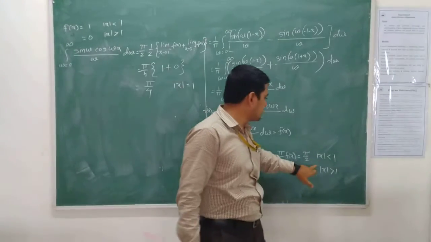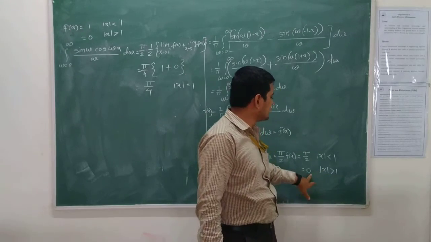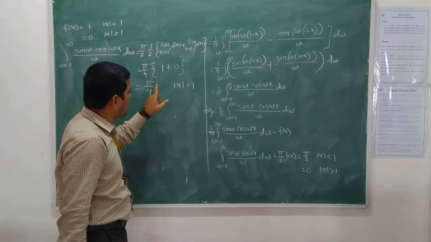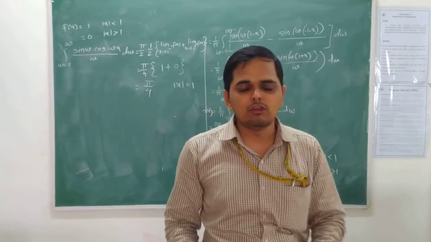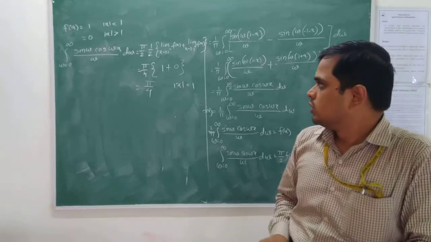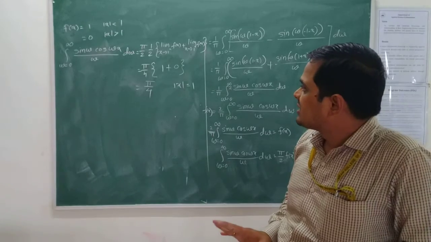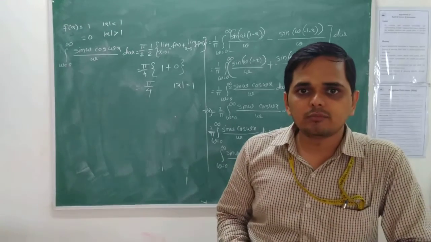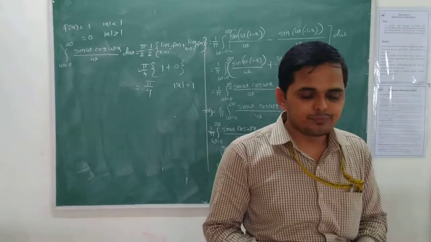So for mod x less than 1, the value is pi by 2. For mod x greater than 1, the value is 0. And when mod x is 1, the value of the integral will be pi by 4. So this is the representation of the given function in terms of the Fourier integral.